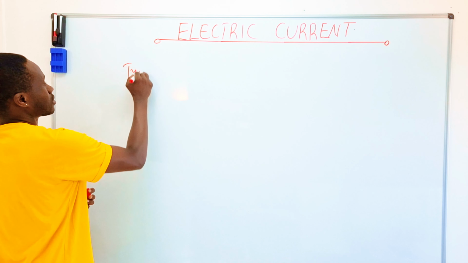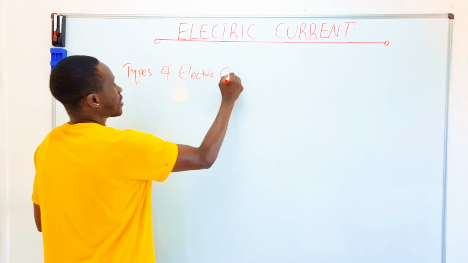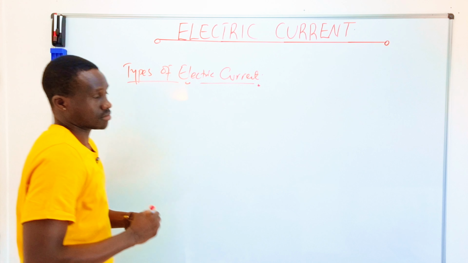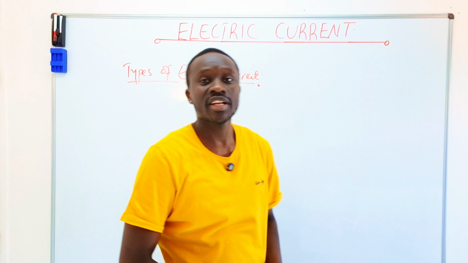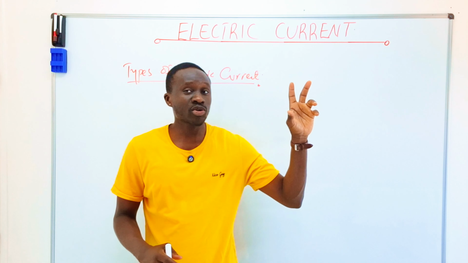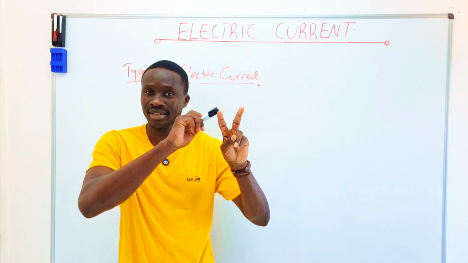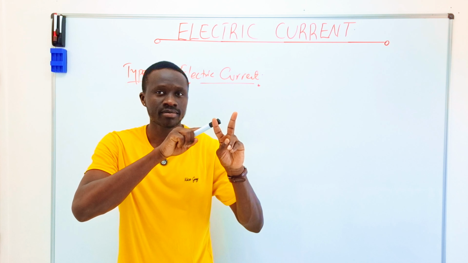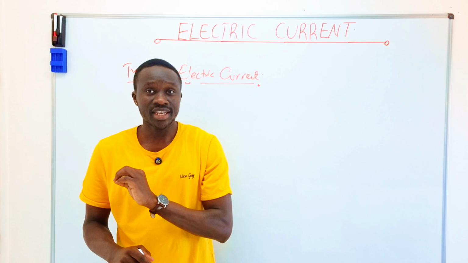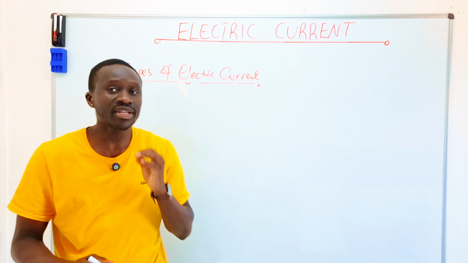Types of electric current. Remember, when we were talking about types of electricity, we saw that we have two types: one was static electricity, two was current electricity. Now, current electricity is what we are talking about, electric current.